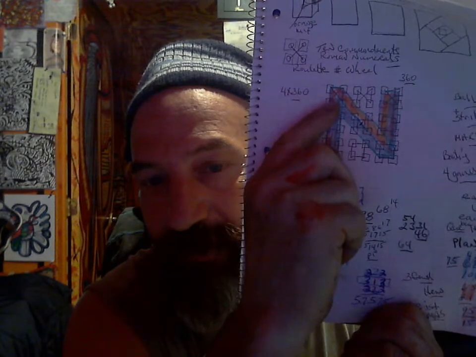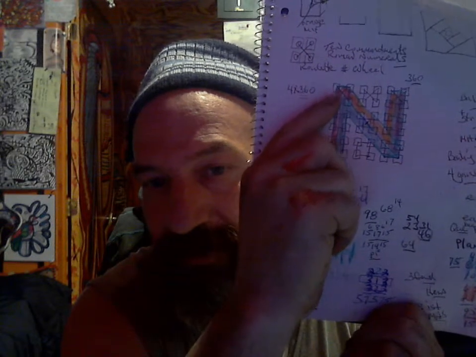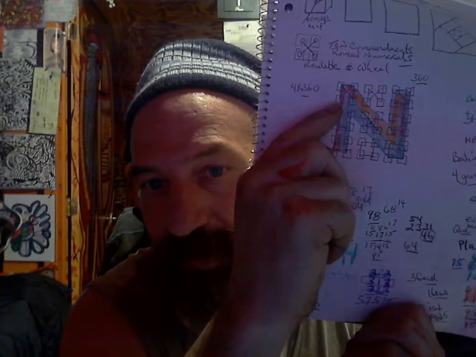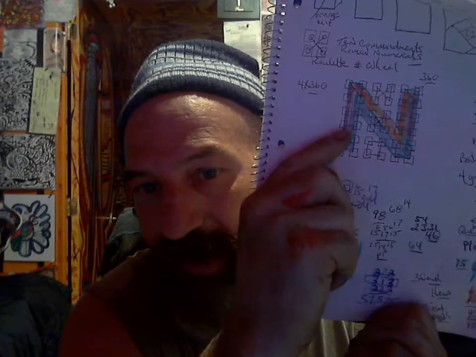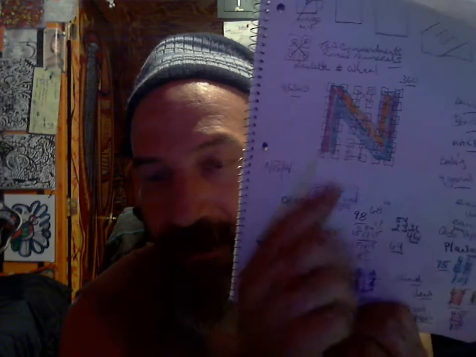4, 5, 6, 7, 1, 2, 3, 4, 5, 6, 7, 8, 9. You have a total of 9. It becomes 9, and the other way becomes 11.